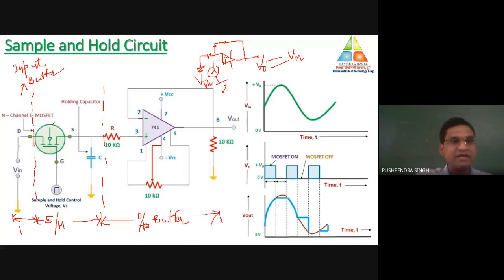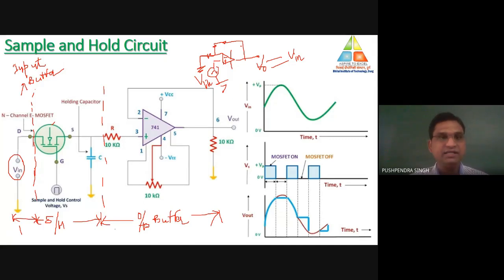So what is the requirement of this input buffer? To avoid loading into the source. What is the requirement of this input buffer circuit? For removing the loading into the source. So for that purpose only we are connecting the input buffer circuit here. It's simply, you are connecting one Vin source, but actually this is a connection with the help of an operational amplifier.